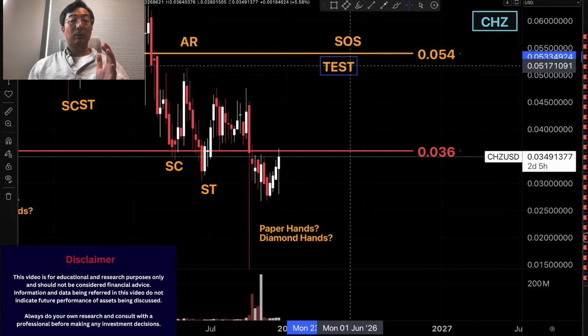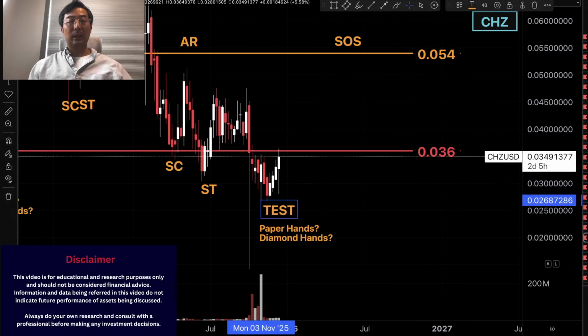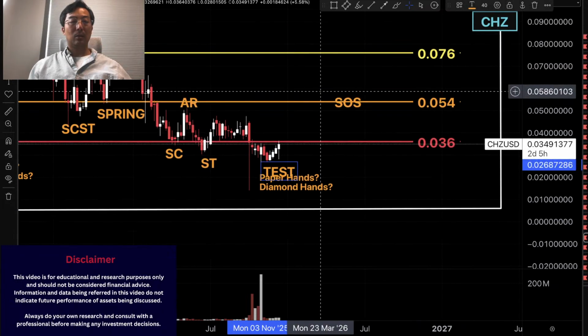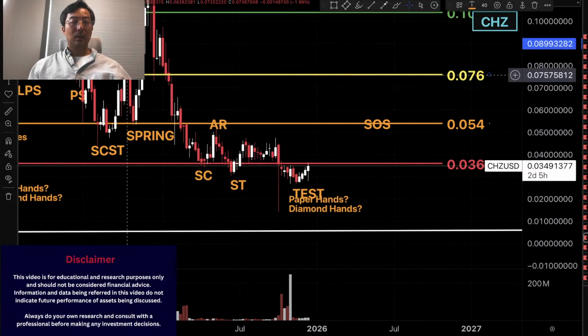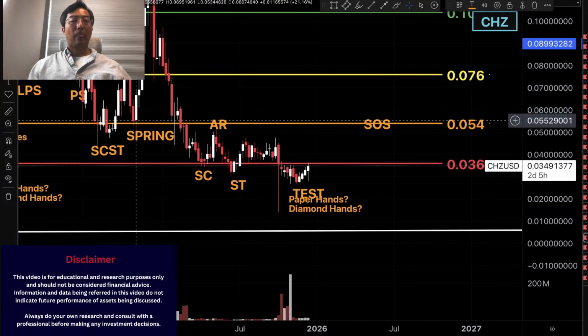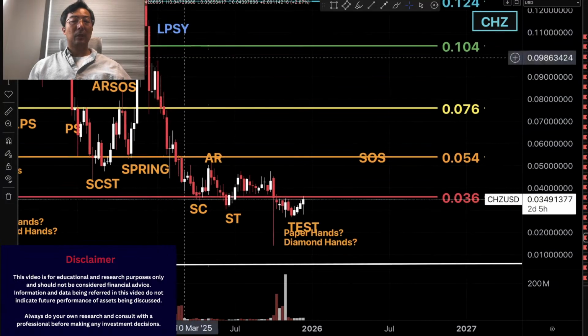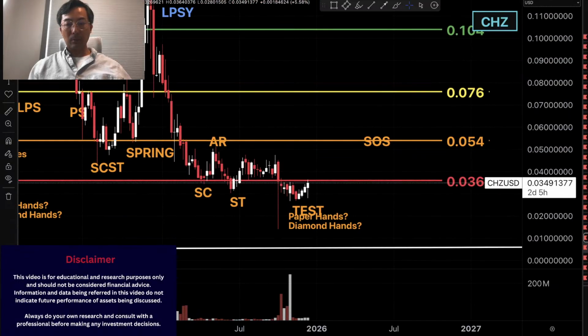But be careful, after sign of strength, it can still come back down for deeper tests before it climbs. So look at what happened over here. There was a sign of strength back in October 2024, but then it retraced for another month before it shot up for another distribution.